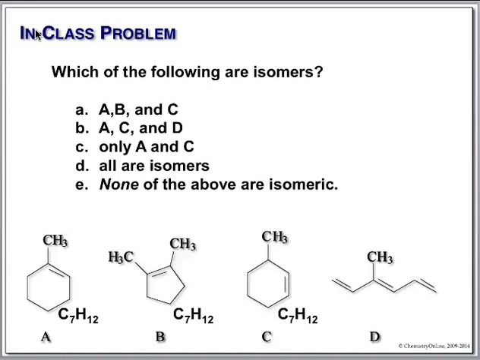All we've done from here to here, if you notice, is move our double bond from here to here. And finally here, we have 7 carbons, but we have 1, 2, 3, 4, 5, 6, 7, 8, 9, 10, counting the hydrogens. So, these three are different compounds with the same formula, and they are all isomers.